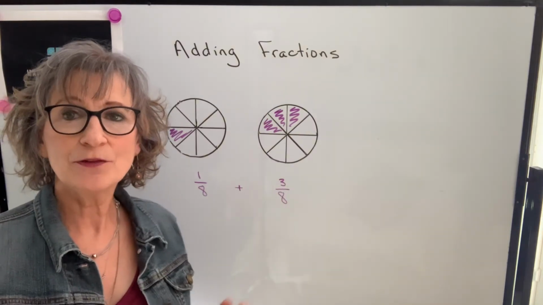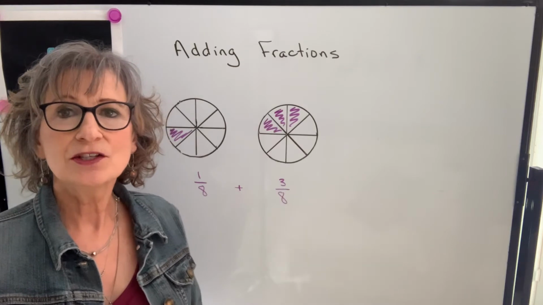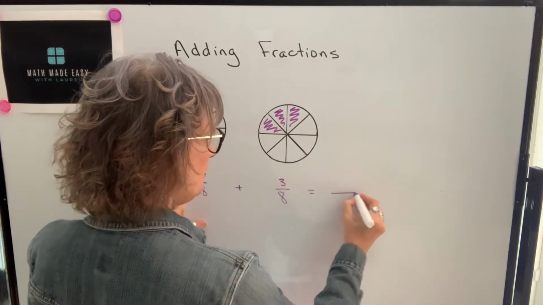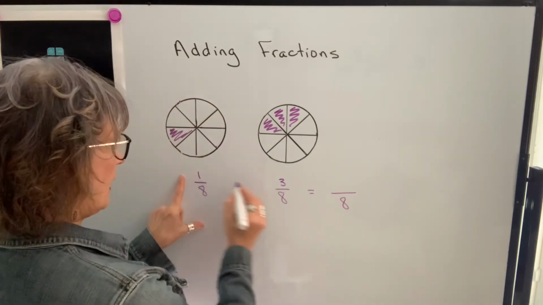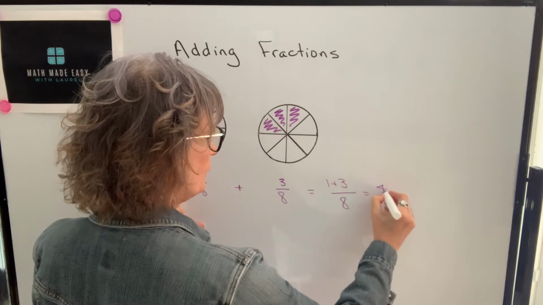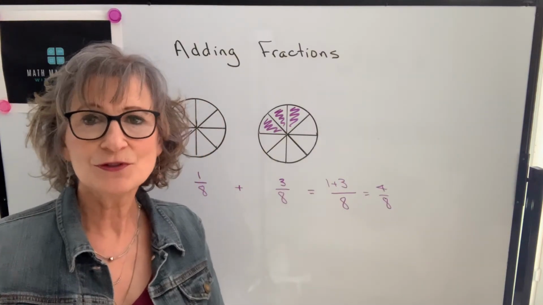And if you want to add those two amounts together to find out the total amount of pie that you ate, then you simply add your numerators. You keep the denominator and you add the numerators. So you would have eaten 4/8 of the pie, and we've learned how to reduce that.